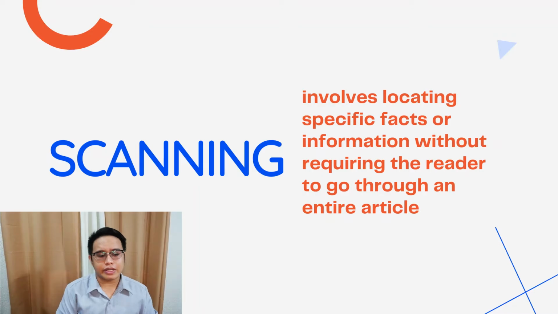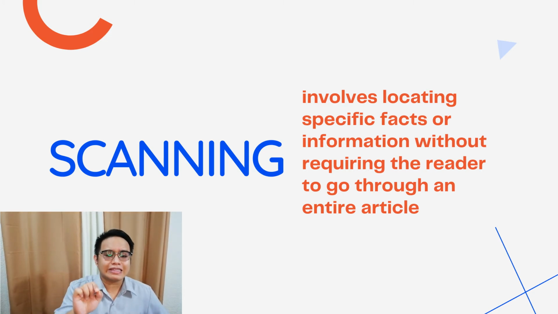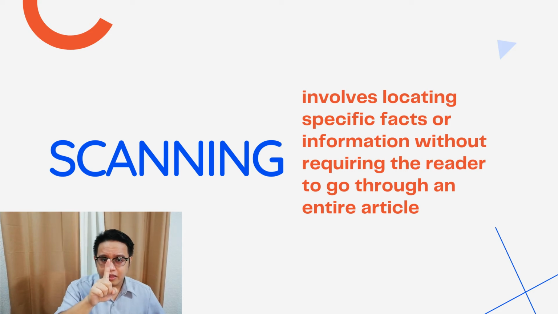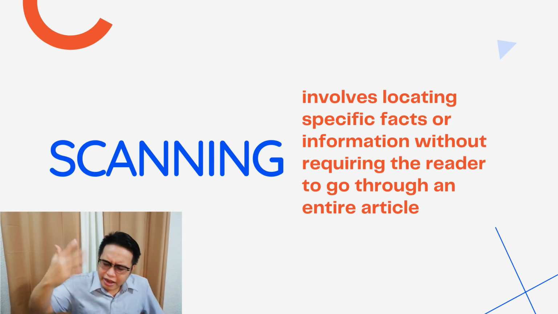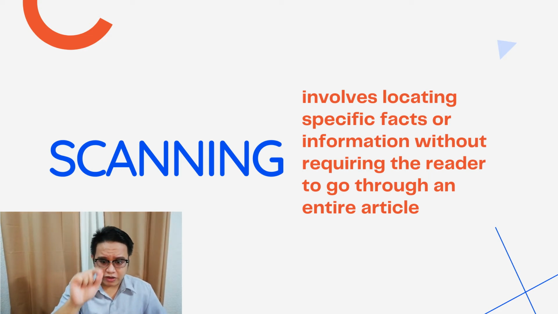Okay, so the first one is what we call scanning. And scanning, according to our slide here, involves locating specific facts or information without requiring the reader to go through an entire article. That means you're just looking for specific facts or information. So you're only looking for something. You're not trying to understand everything in what you're reading. You're just going through one specific idea, one specific fact or information.